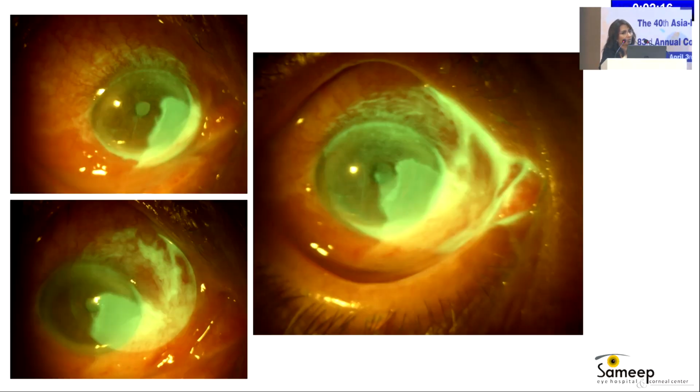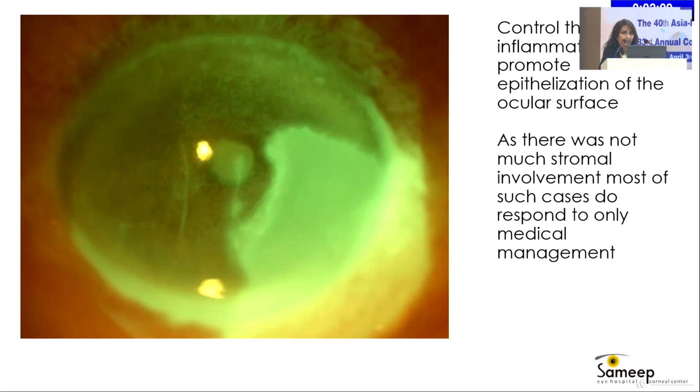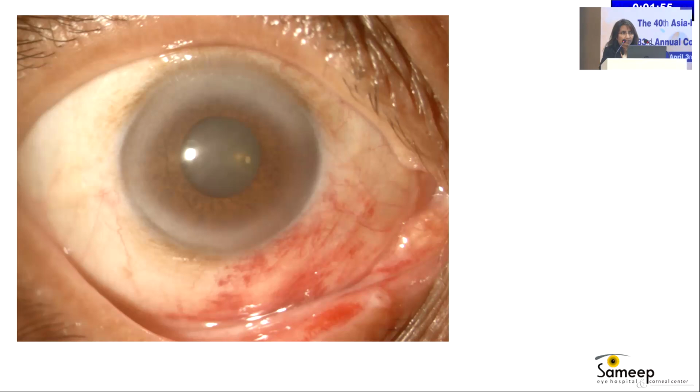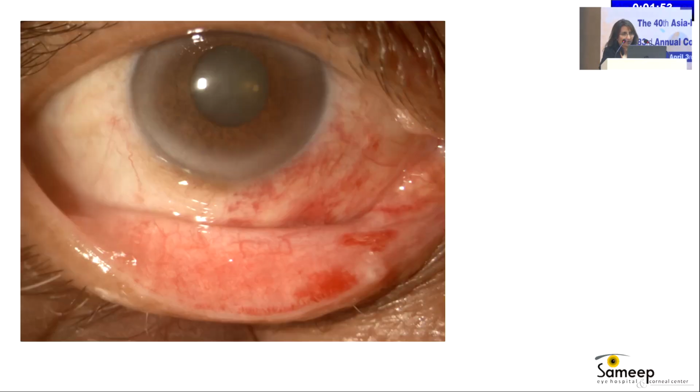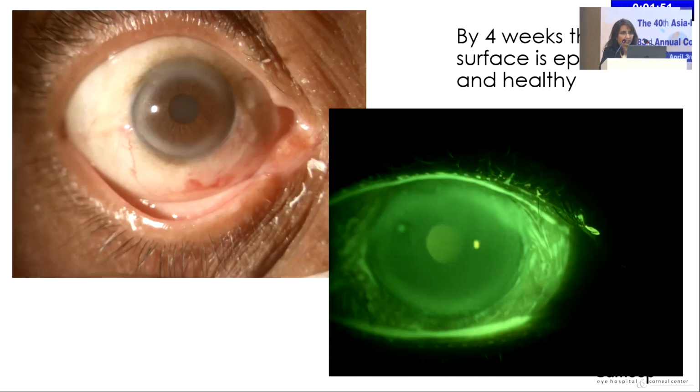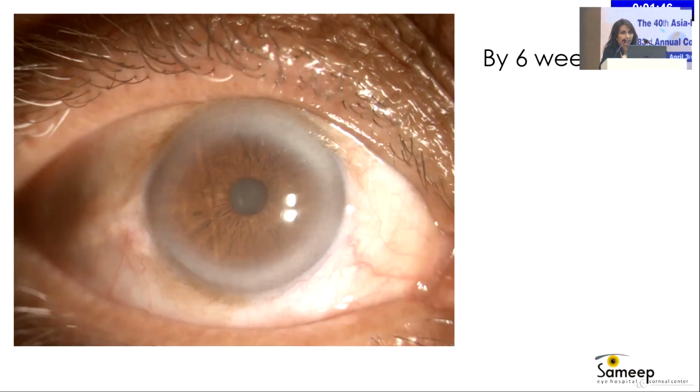On fluorescein staining, you can see there was a large area of corneal involvement plus involvement of the bulbar surface here. So it is important to control the inflammation to promote epithelialization of both ocular surfaces, that is, conjunctiva as well as cornea. As there was not much stromal involvement, most such cases would respond to medical management. As you can see here, with medical management after a few days, and by 4 weeks the surface epithelialized completely, and the eye looks much healthier, and this is by the end of 6 weeks.